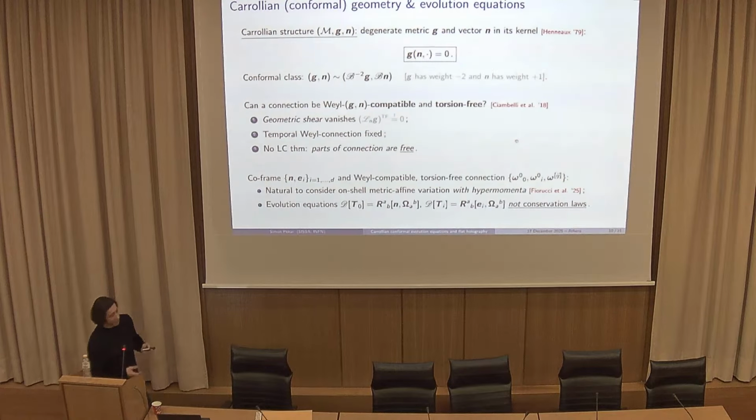And so I can do the same thing that I did before. I can introduce this should be a frame, so not a coframe, where the first vector is my null vector n, and then I complete it with an orthonormal basis. Introduce a Weyl compatible torsion-free connection, and you are naturally led to consider a variational principle with hypermomenta. And the equations that you obtain are not conservation laws, but evolution equations that take exactly this form, which is just the same one as in the relativistic case with torsion.